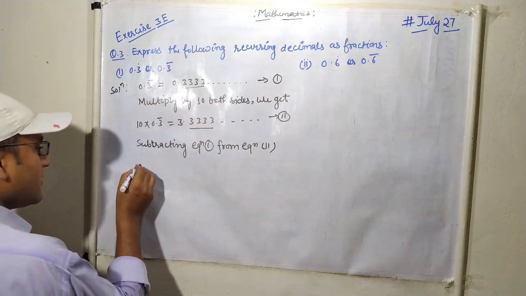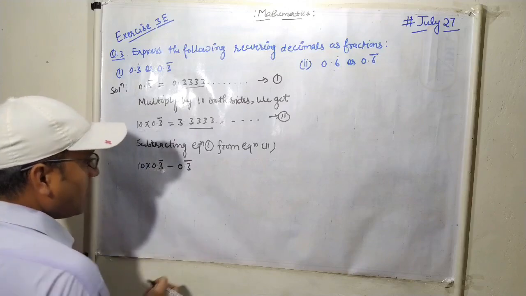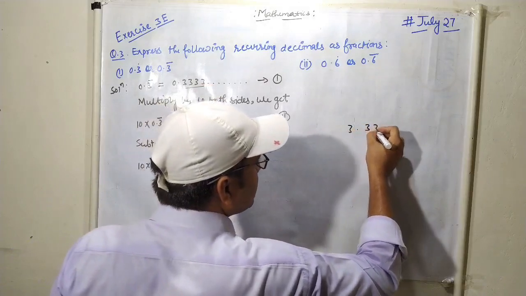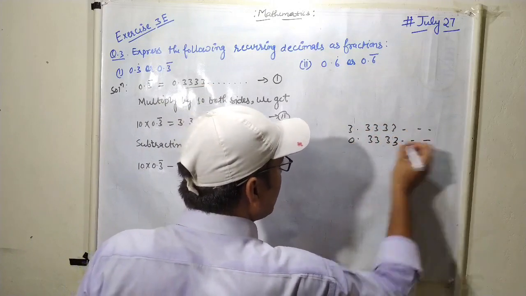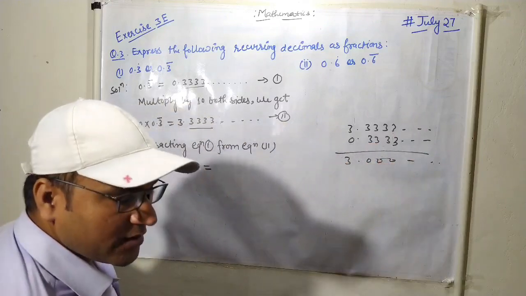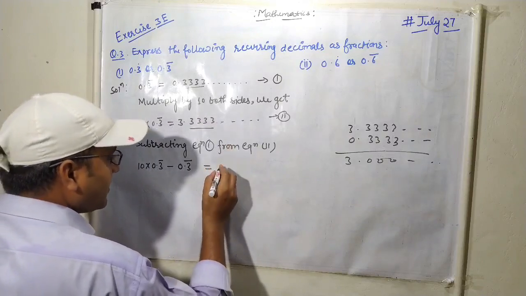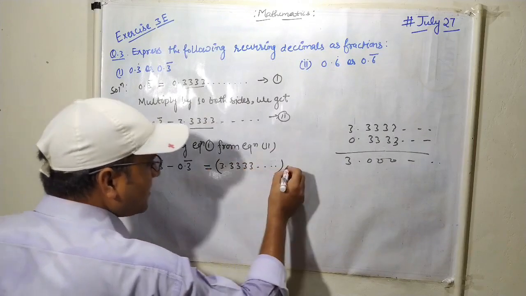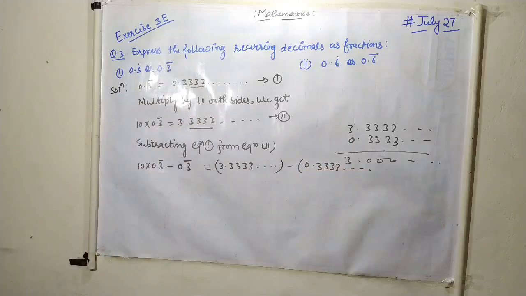Here you see 10 into 0.3 bar minus 0.3 bar is equal to, if you subtract, 3.333 and so on minus 0.3333 and so on. If you subtract, you get 3.000 and so on. After the decimal point only zeros are there. You can write this directly, or you can take one more step: 3.3333 and so on minus 0.3333 and so on. Students, you can do it like that.